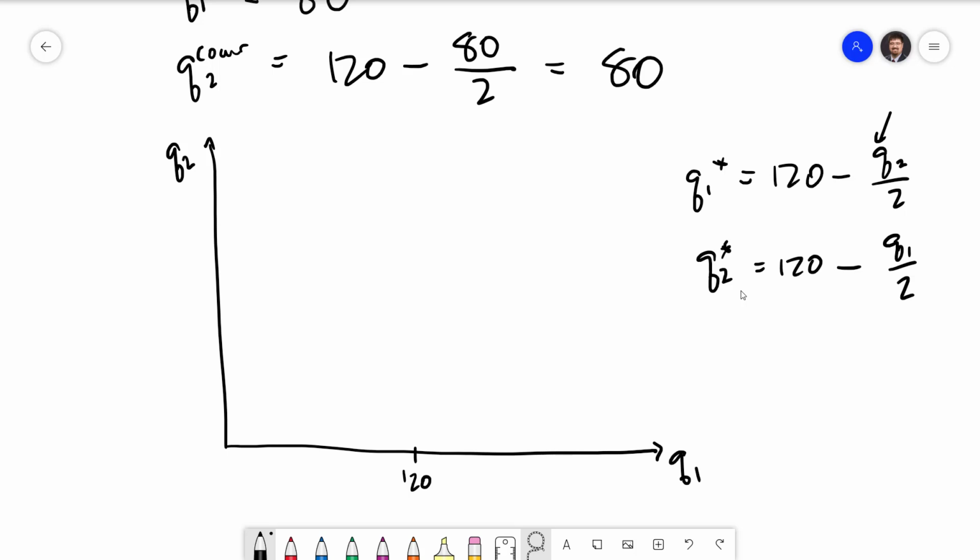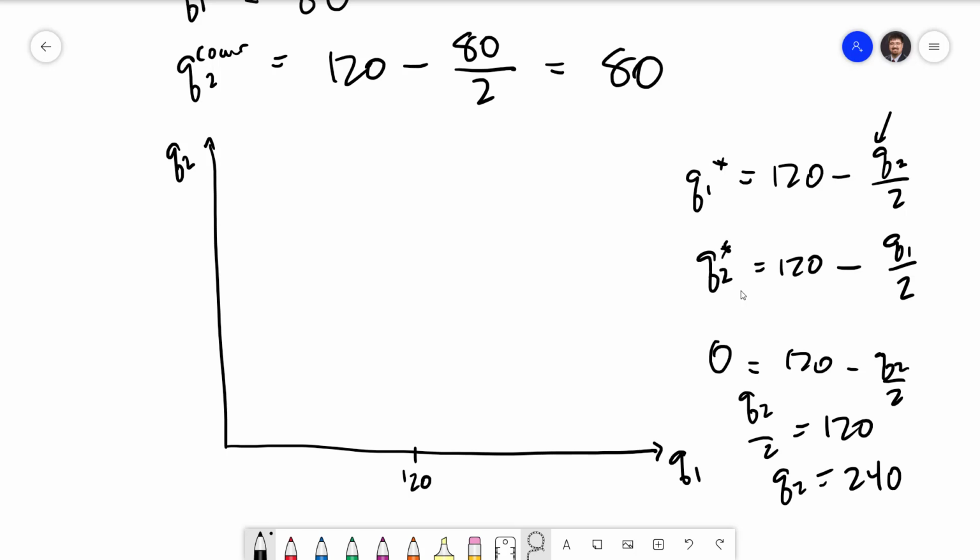To do that, we can set 0 equals 120 minus Q2 over 2 and solve. That gives us Q2 over 2 equals 120, and so Q2 would have to be 240. I'll mark that out somewhere over here. We then draw a line. This is going to be firm 1's best response function.